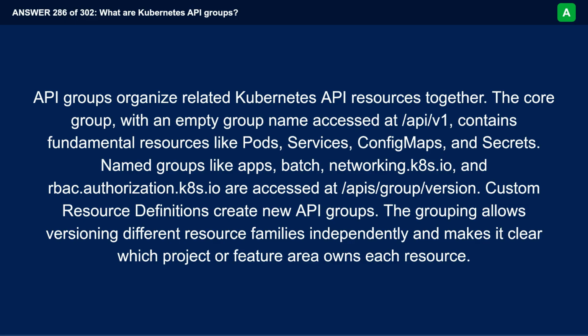Named groups like apps, batch, networking.k8s.io, and rbac.authorization.k8s.io are accessed at /apis/group/version. Custom resource definitions create new API groups. The grouping allows versioning different resource families independently and makes it clear which project or feature area owns each resource.